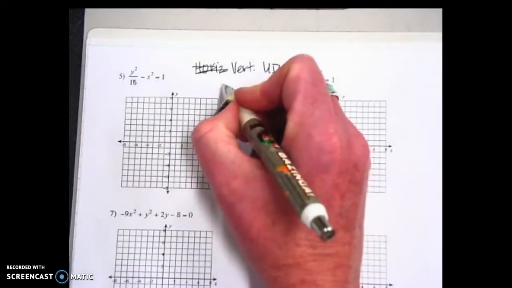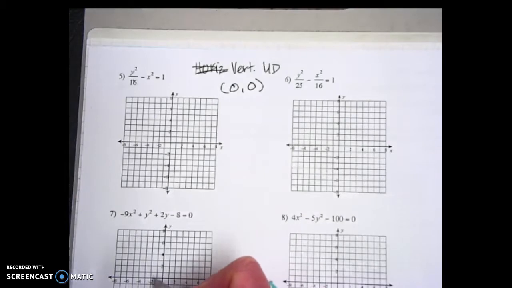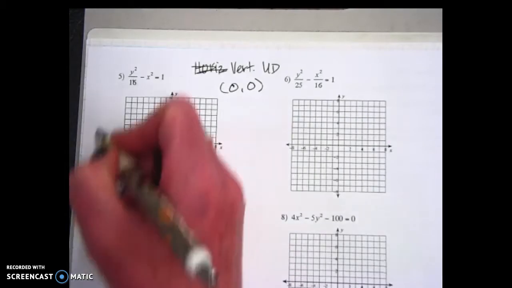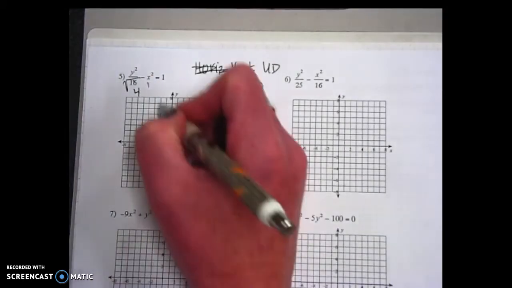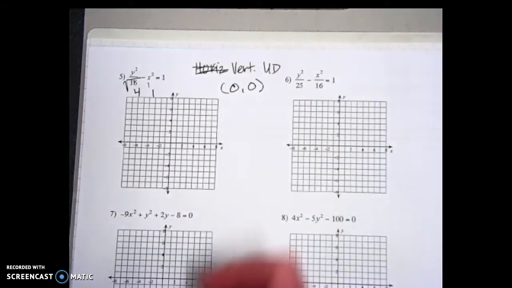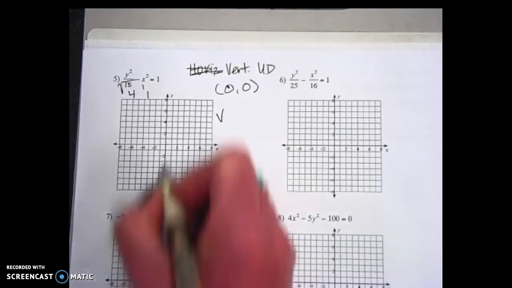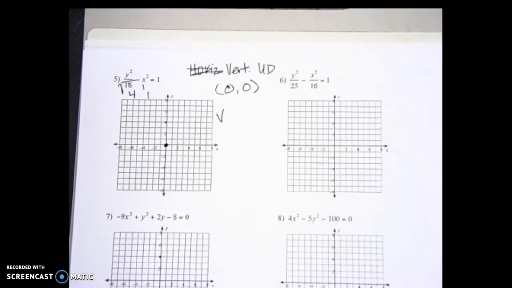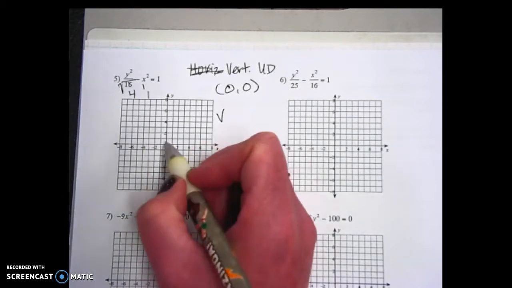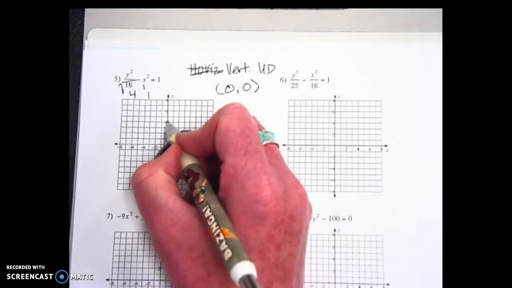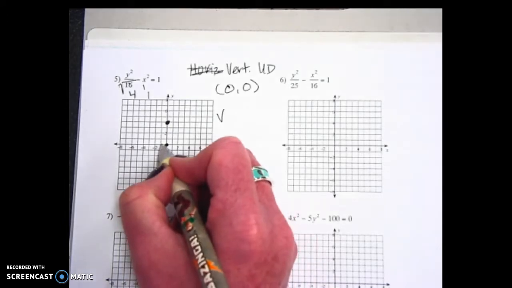Nothing's being added or subtracted, so it's got a center at 0, 0. If you take the square root of the denominator 16, you get 4. If you take the square root of the denominator 1, you get 1. That means you're going to have, well, let's plot our points. Okay, so our center's right here. The Y stretch is going to go up 4 and down 4. So 1, 2, 3, 4, put a point. 1, 2, 3, 4, put a point. And 1 right and left.